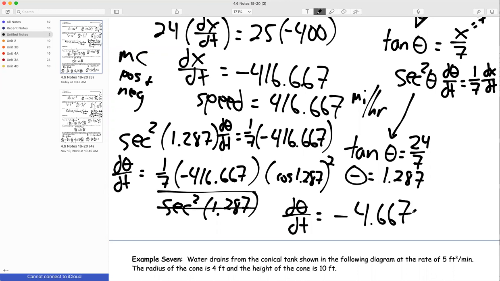And let's put some units on there. Theta is measured in, we are always in radians in calculus, right? So radians, and time in this instance is measured in hours, I believe. So we got negative 4.667 radians per hour is the rate of change of theta, where theta is the angle of elevation. Okay, so let me pause there for a second. Any questions for me that I can answer before we move on to the last example?